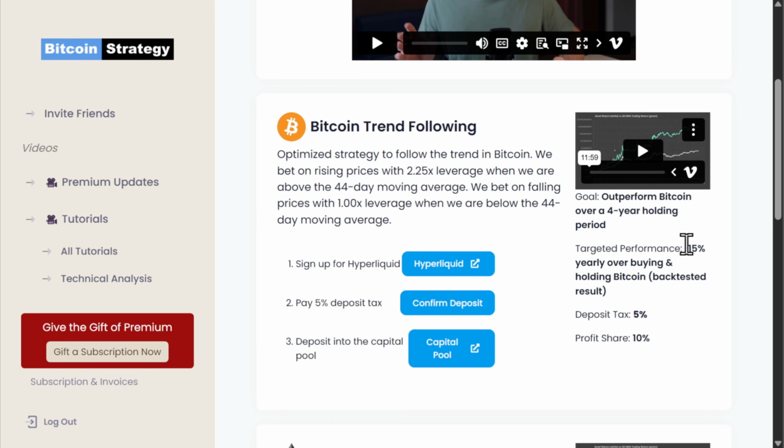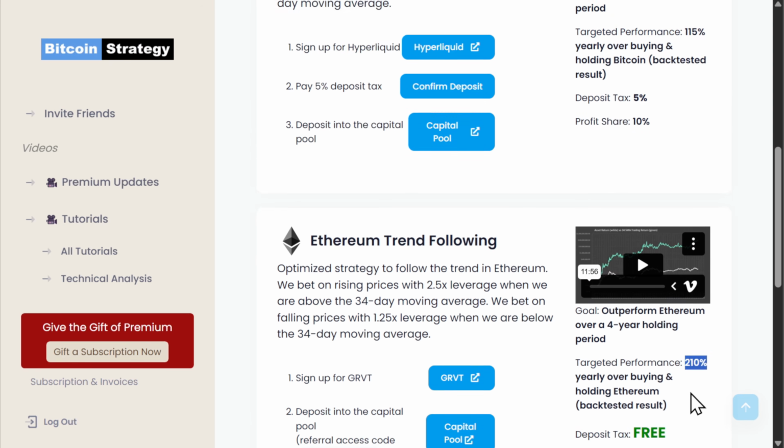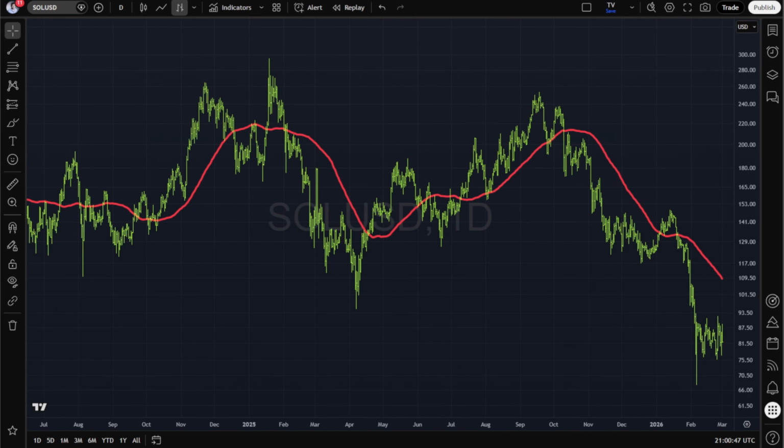And yeah, historically, right? Bitcoin's backtest made 115% over buying and holding. Ethereum's backtest made 210% over buying and holding. And that's what I hope will happen going forward as well. So far, we are on track. We're even above our plan.